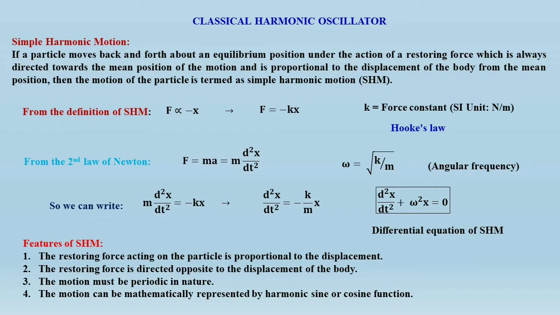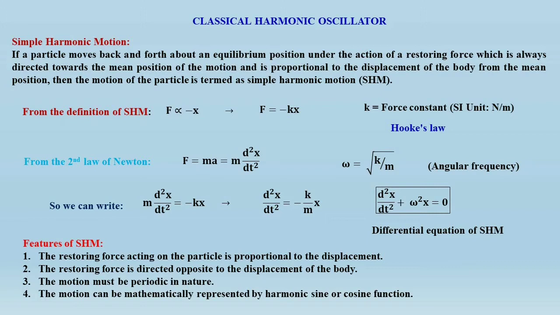We have already discussed the classical harmonic oscillator, that is, simple harmonic motion. We have seen that if a particle moves back and forth about an equilibrium position under the action of a restoring force, which is always directed towards the mean position of motion and is proportional to the displacement of the body from the mean position, then the motion of the particle is termed simple harmonic motion. The law was governed by Hooke's law, that is, the restoring force was proportional to the displacement and was oppositely directed to the displacement.